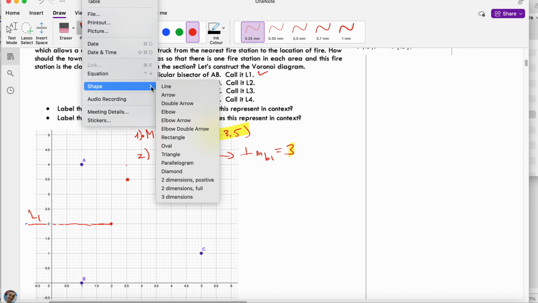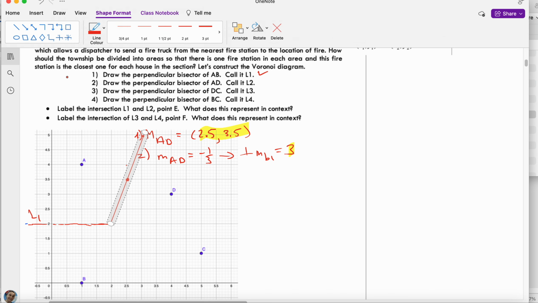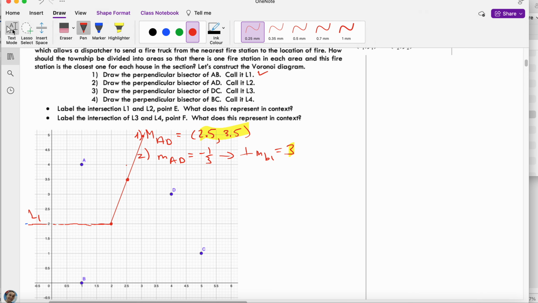And I'm actually just going to be super neat, which is not really my specialty, and I'm going to just create a line like this, okay? You don't need to extend it further, so always stop where it meets the next boundary, okay? So this is the first part of our Voronoi, woohoo. Okay, so this is L2.